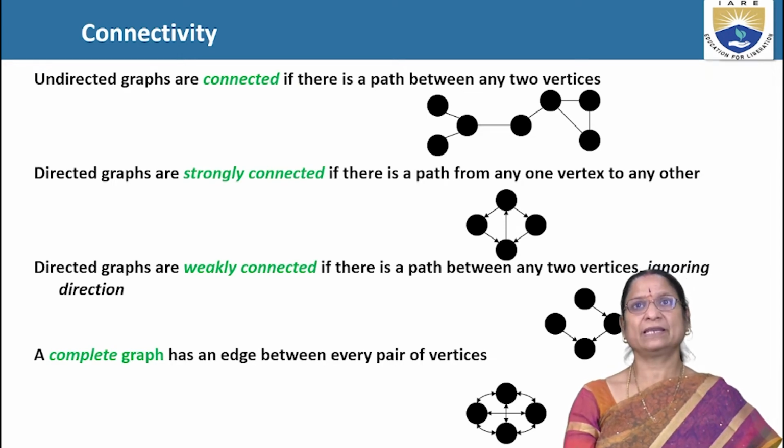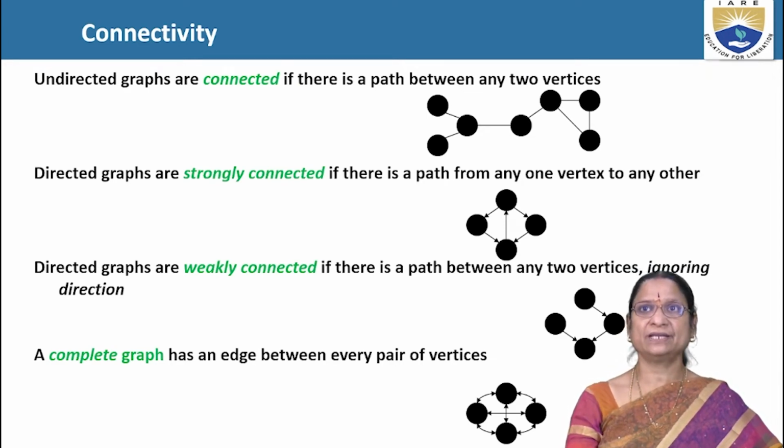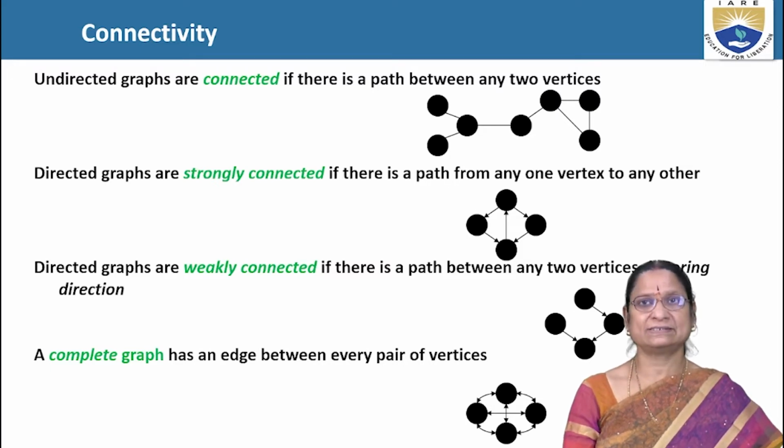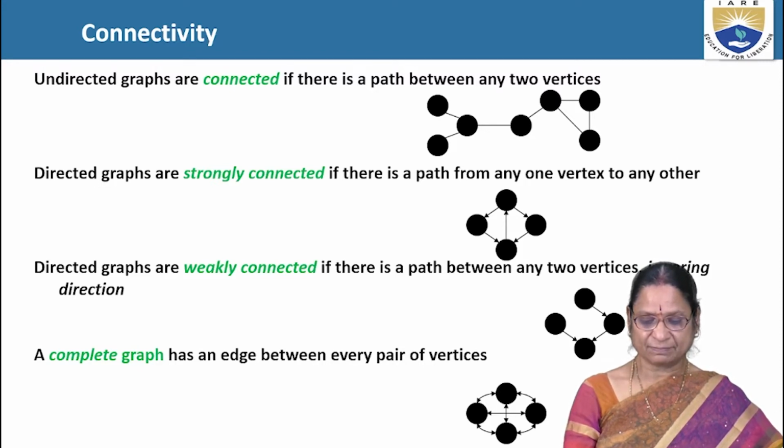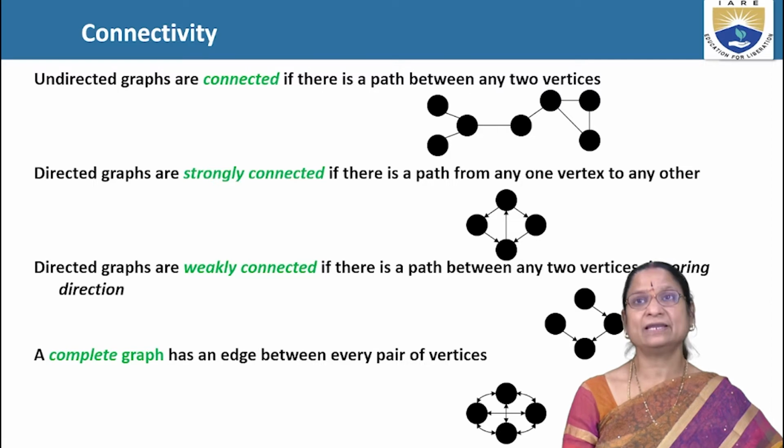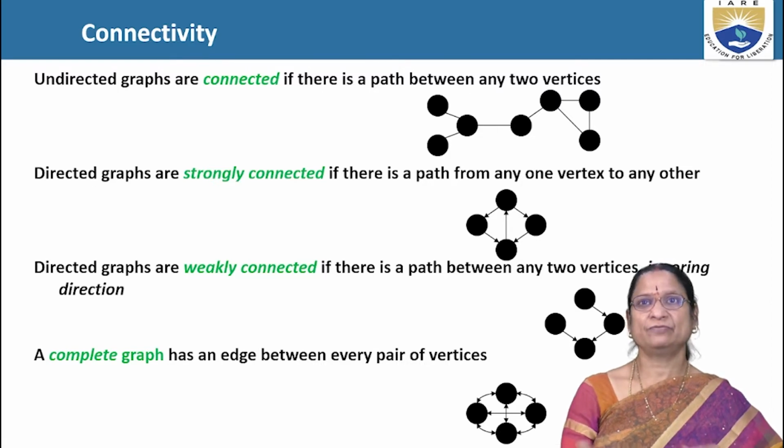Coming to the next topic, connectivity. Undirected graphs are connected if there is a path between any two vertices. An example is given. Directed graphs are strongly connected if there is a path from any one vertex to all other vertices. Directed graphs are weakly connected if there is a path between any two vertices ignoring the direction, but only in special cases will this be considered.